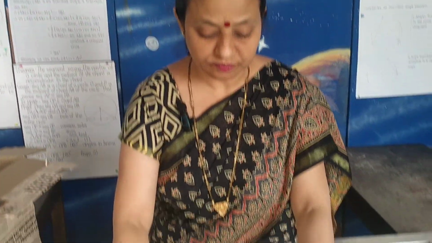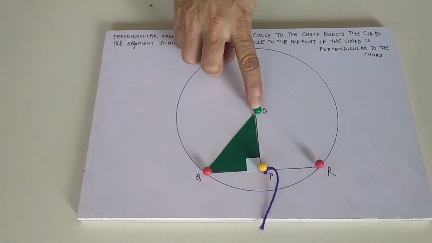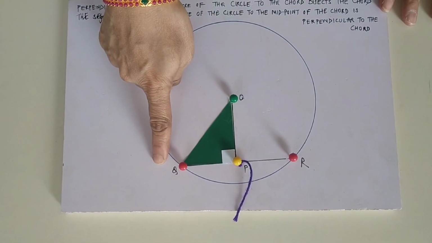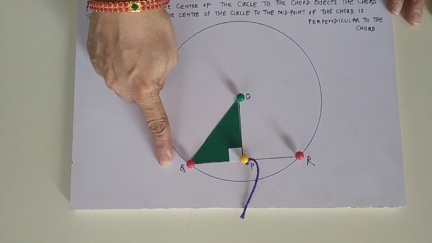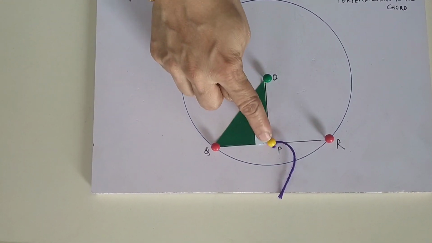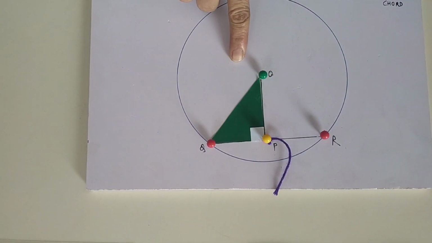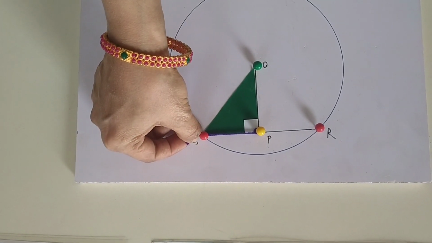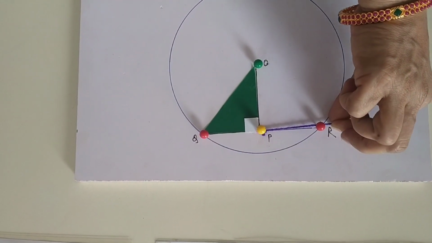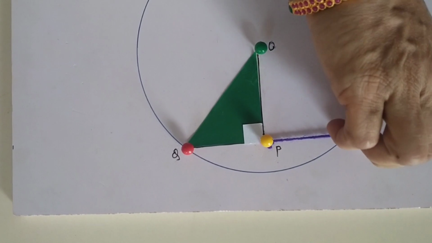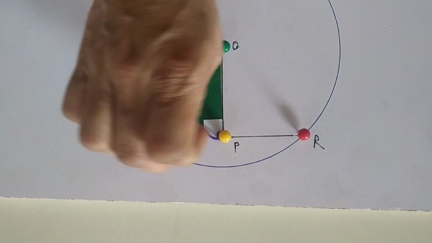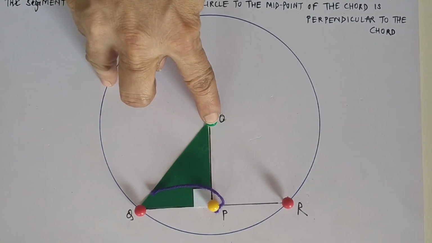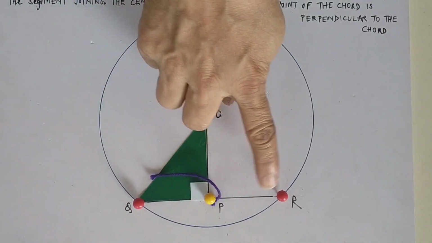Now here you can see point O is the center of the circle, and points Q and R are joined by a segment, that is QR is the chord of the circle. You can also see OP is perpendicular to this chord. If you measure the length PQ and the length PR, what do you observe? Length PR and length PQ are of the same length. That shows that the perpendicular from the center of the circle to the chord bisects the chord.